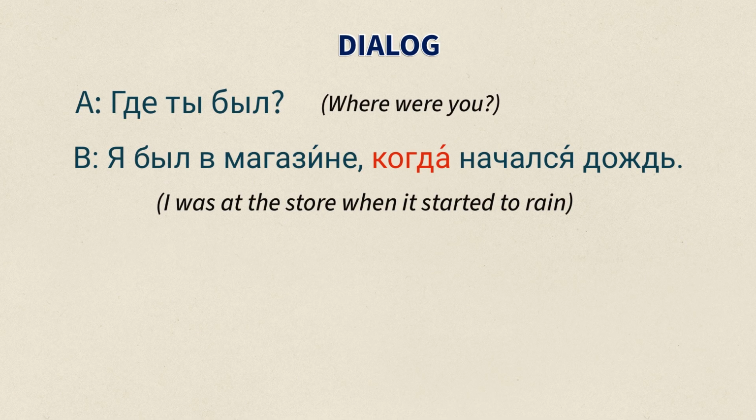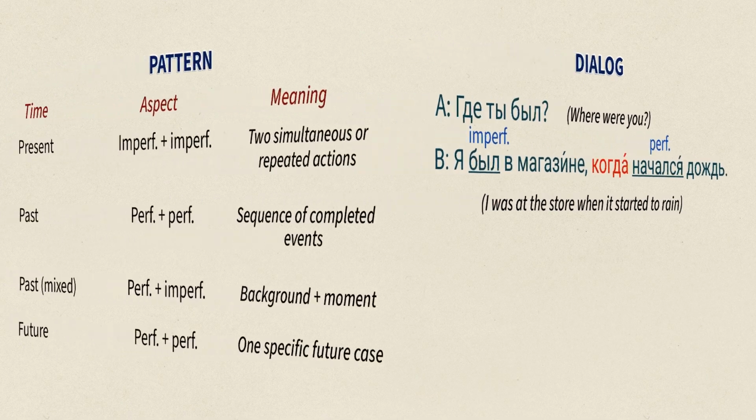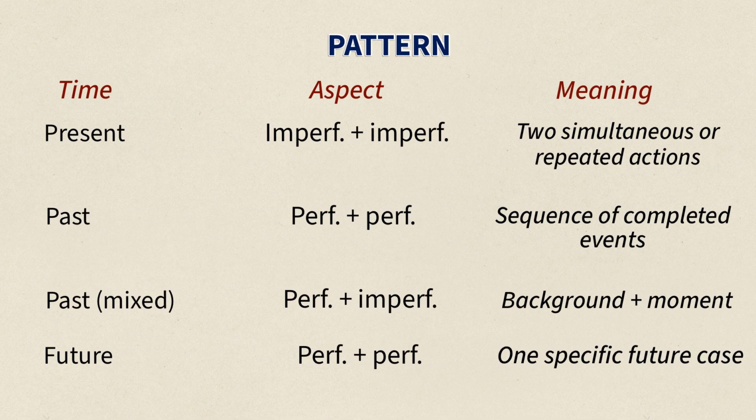Now let's see how all of this sounds in a real-life dialogue. Где ты был? Я был в магазине, когда начался дождь. Here начался is perfective, shows a short event, and был is imperfective, it is background. This combination sounds completely natural in Russian. Notice the pattern. The verbs do all the work.